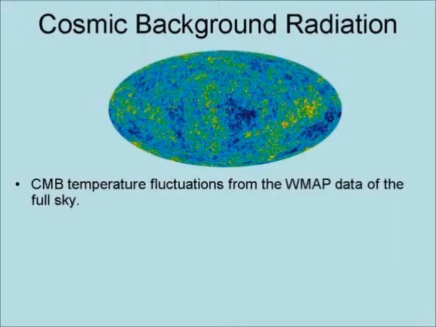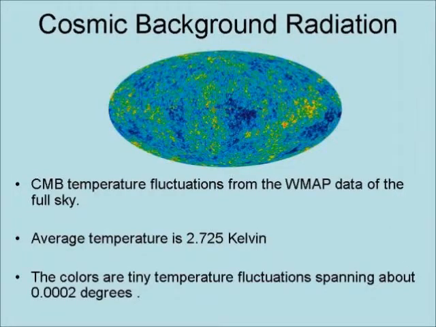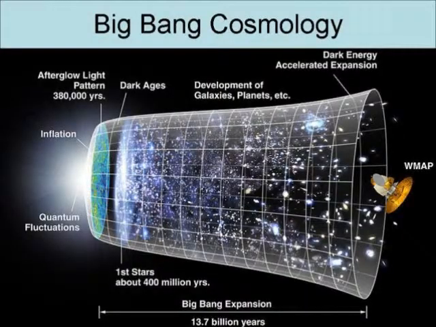New Jersey. This is a map of the cosmic microwave background temperature fluctuations from the Wilkinson Microwave Anisotropy Probe data of the full sky. The average temperature on this map is 2.725 Kelvin. The colors on this map are tiny temperature fluctuations spanning about 0.0002 degrees. The Big Bang cosmology is the current cosmology of the scientific establishment.